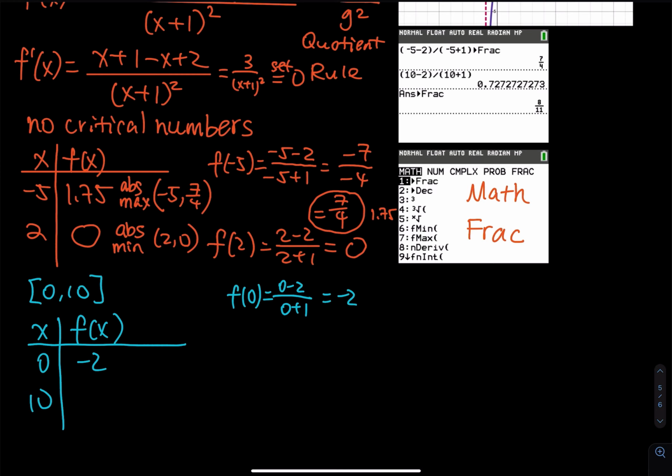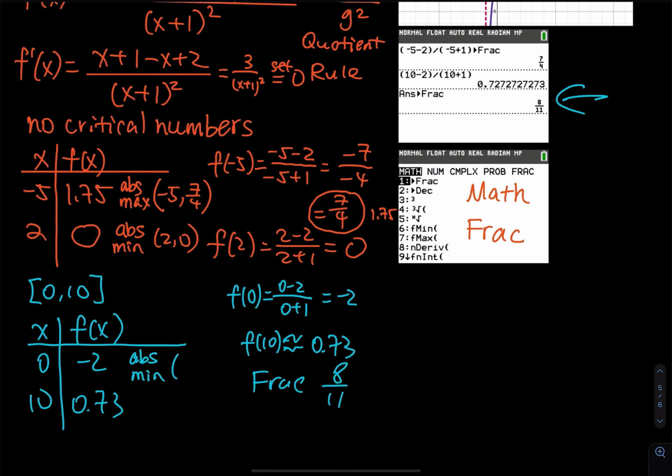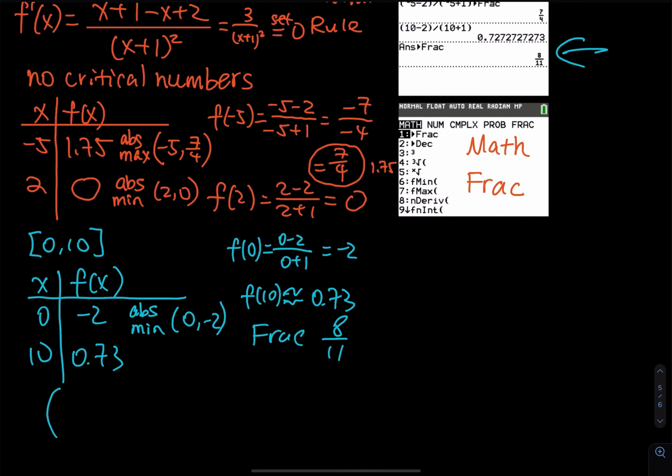And then when x equals 10, you evaluate this and get approximately 0.73. But that is a trouble because the online system does not accept approximation. So you have to follow this. On your calculator, you go to math, fraction, and put this back to a fraction, and then you will get 8/11. But when you do a comparison on your paper, comparing decimals is way easier. So negative 2 is the absolute min at 0 comma negative 2, and the absolute maximum is at 10 comma 8/11. So I will input this into my online homework system.